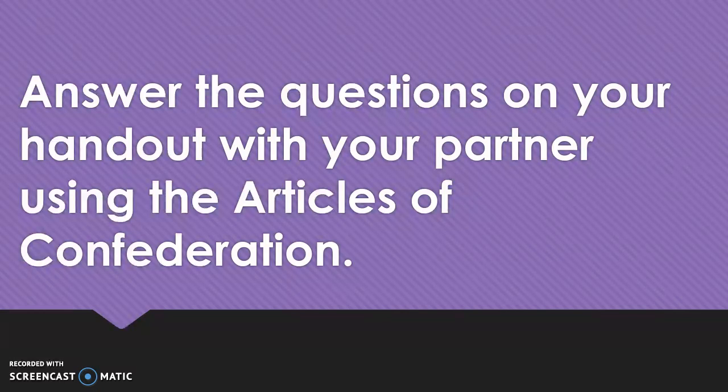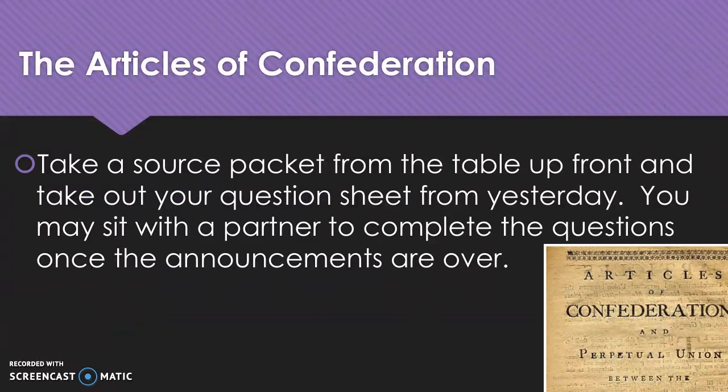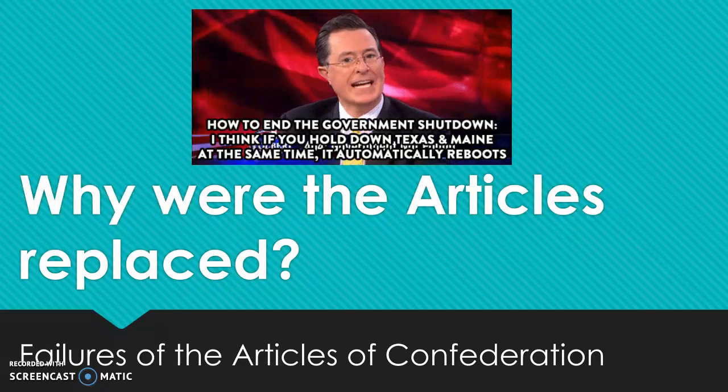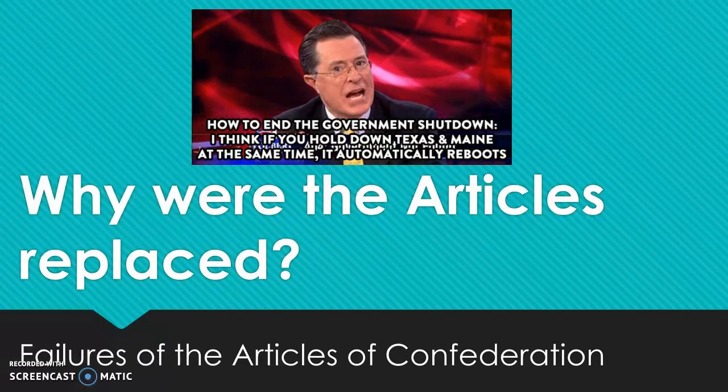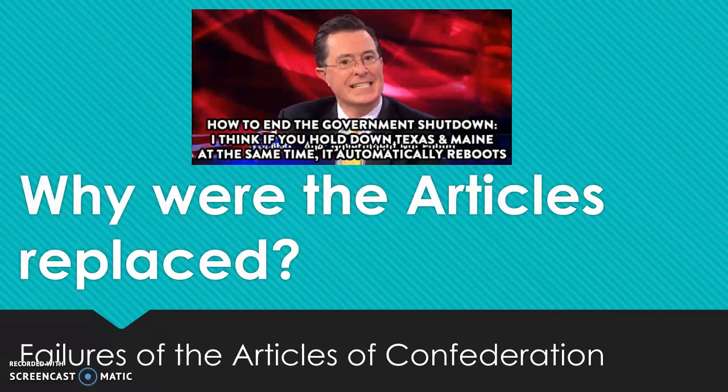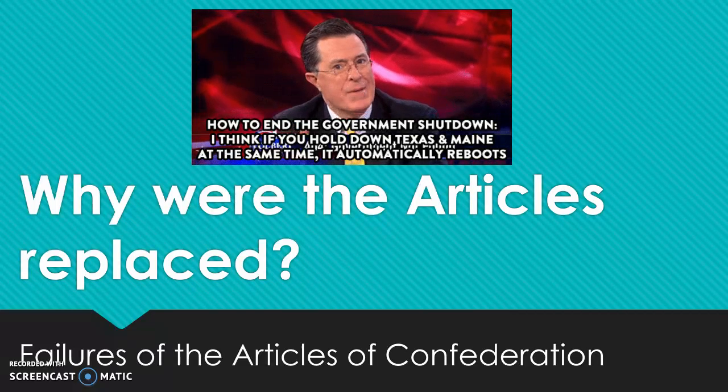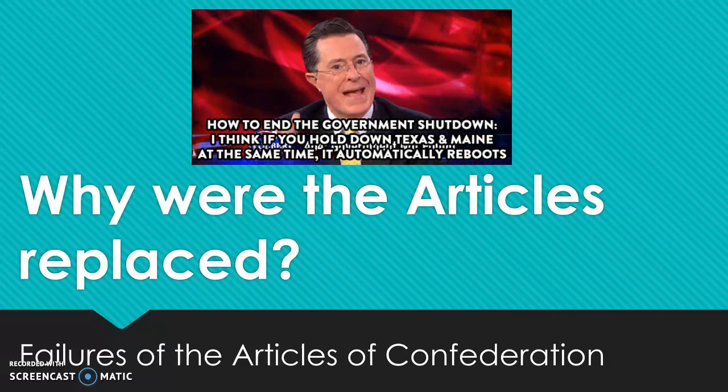So you're going to get a handout on the Articles of Confederation to see what exactly went wrong in that document. You can answer that with a partner and answer them right on the handout. So ultimately, after you've done this reading, you should be aware of the problems with the Articles of Confederation, but let's talk about a few of those failures.